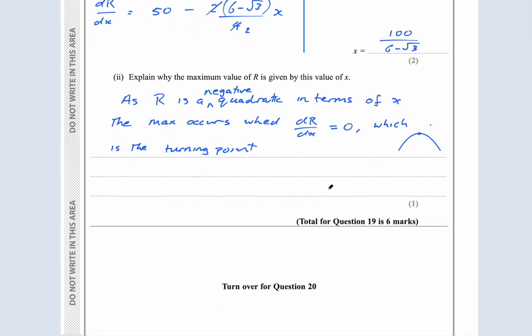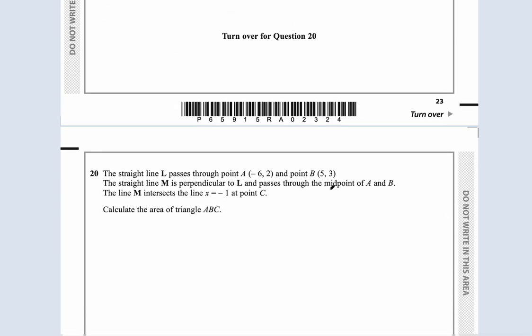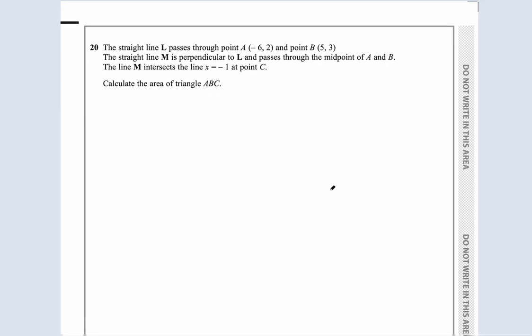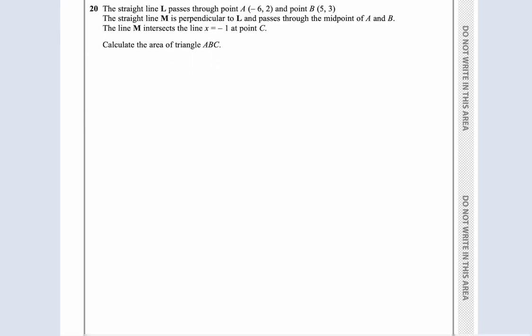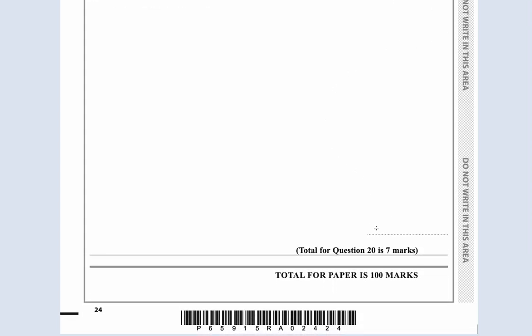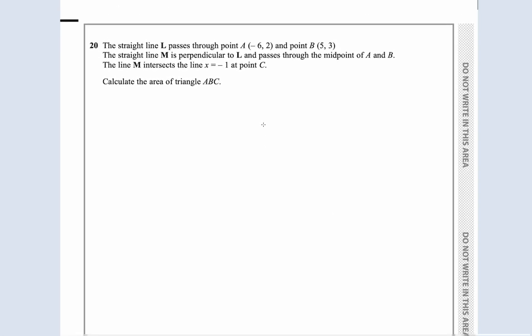Very, very difficult question. And okay, luckily we've only got one question left. The straight line L passes through point A and B. The straight line M is perpendicular to L and passes through the midpoint of A and B. The line M intersects x equals -1 at point C. Calculate the area. Okay, so this actually is a really difficult question, and it's 7 marks, and they've only given us 1 page to do it.